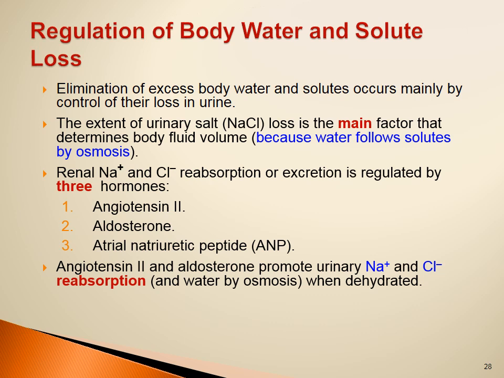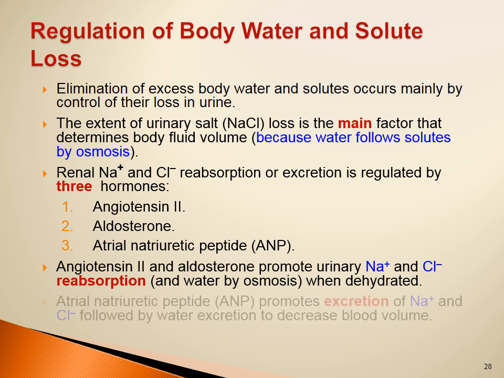Angiotensin II and aldosterone promote urinary sodium and chloride reabsorption. So if the kidneys retain sodium chloride, it means they will retain water by osmosis, and this happens when there is dehydration. So these two hormones try to increase body fluid volumes back to normal.